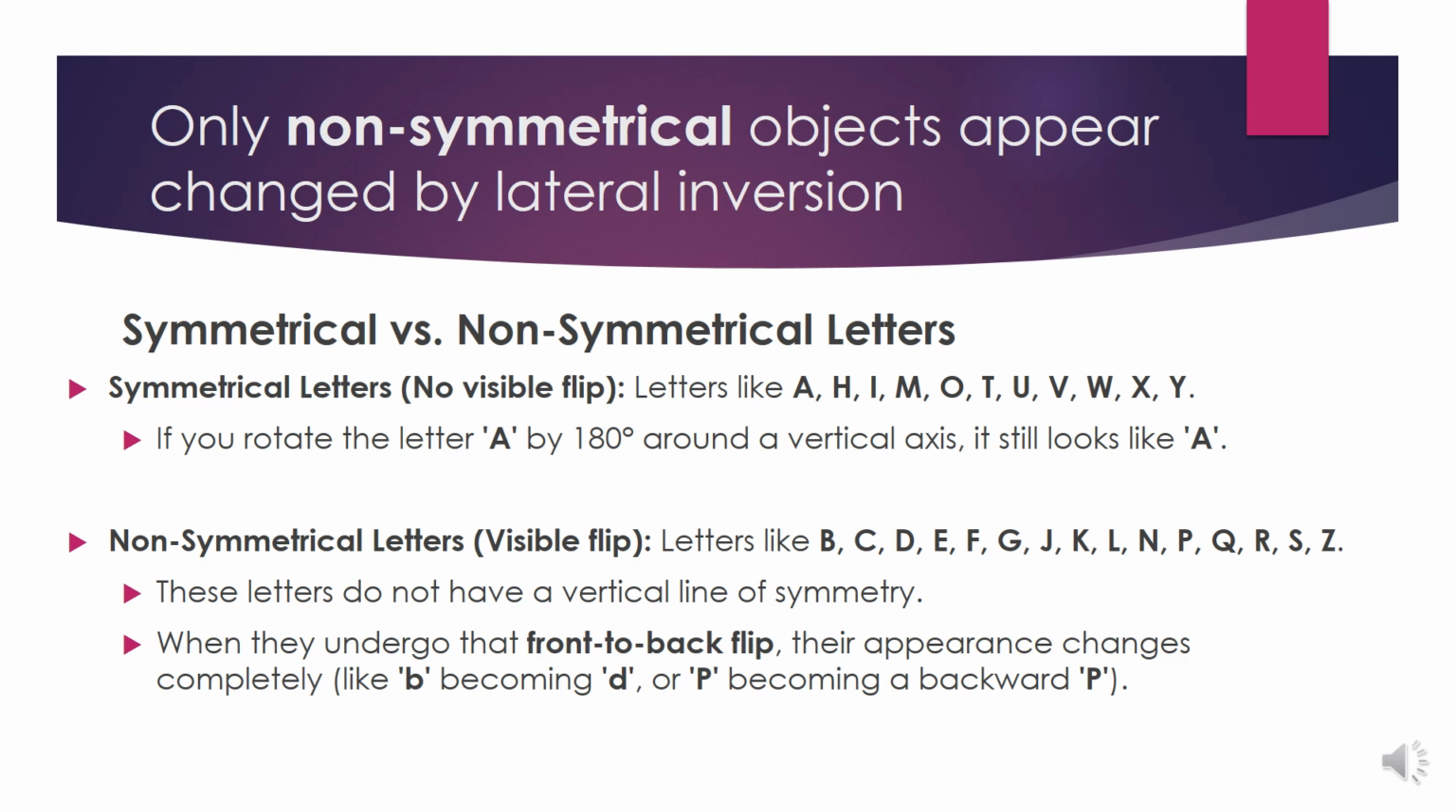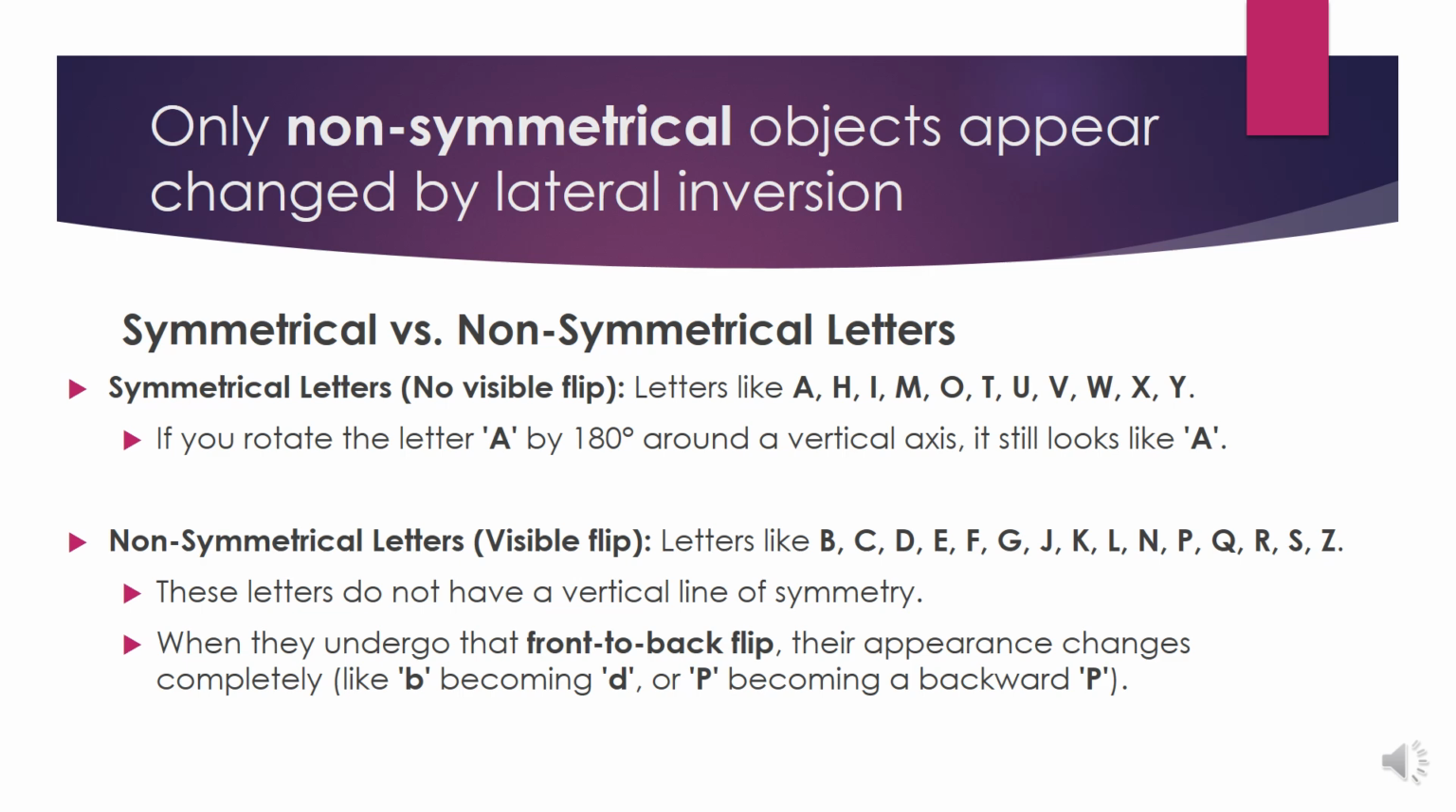Let us understand by simple letters of the English alphabet. Symmetrical letters show no visible flip. Letters like A, H, I, M, O, T, U, V, W, X, Y. If you rotate the letter A by 180 degrees, अगर आप letter A को 180 degree around the vertical axis rotate करेंगे, वो A ही दिखेगा.